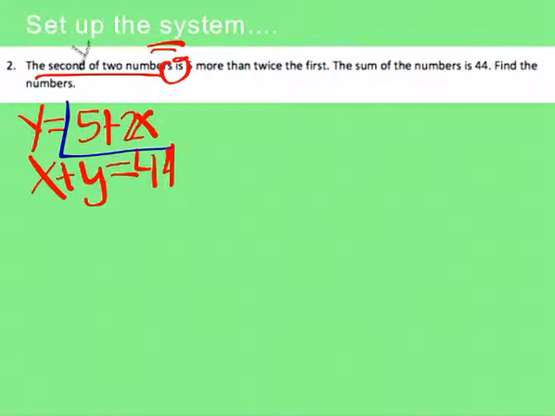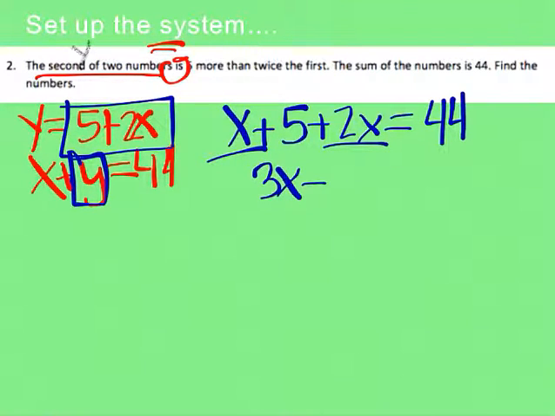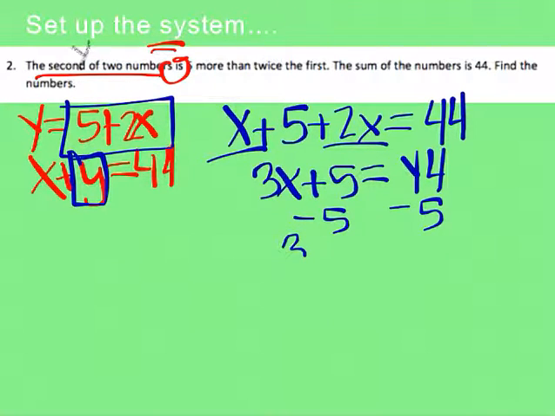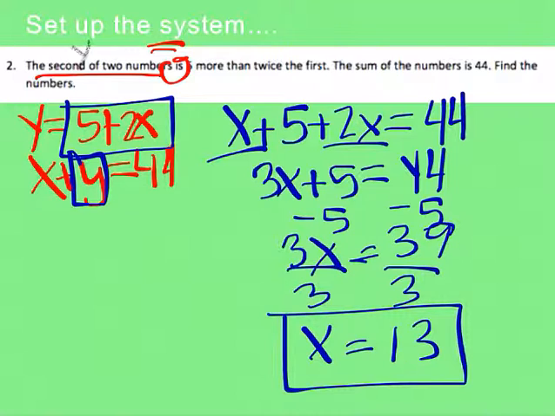So I know that y is equal to 5 plus 2x. So I'm going to go ahead and substitute it in down below. So instead of writing y, I'm going to write x plus 5 plus 2x is equal to 44. So x plus 2x is 3x plus 5 is equal to 44. Okay, so subtracting 5 from both sides, I get that 3x is equal to 39. Divide both sides by 3, and I get that x is equal to 13. So one of my numbers then is 13.